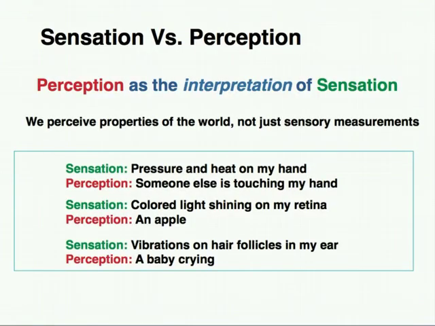For example, we can have a sensation of pressure and heat on my hand, and that interpretation or perception is that someone else is touching my hand. Or a sensation of colored light that will ultimately be interpreted as an apple. So perception is the interpretation of sensation.